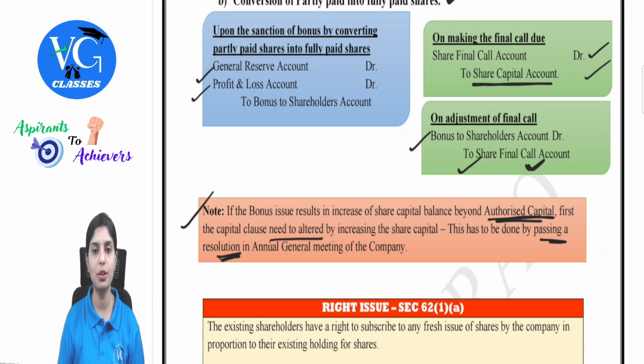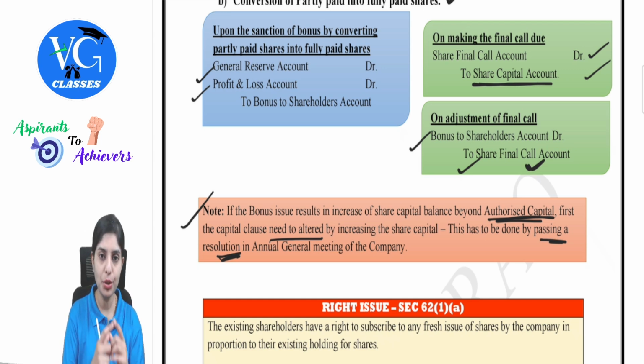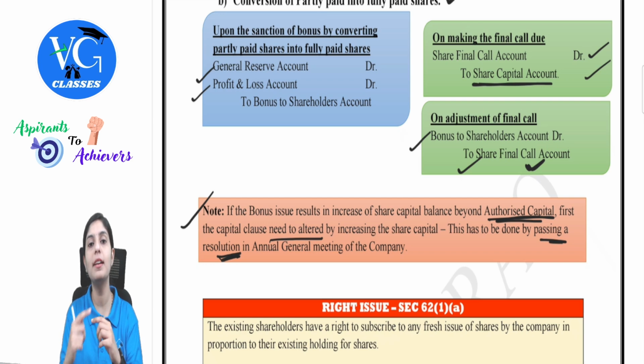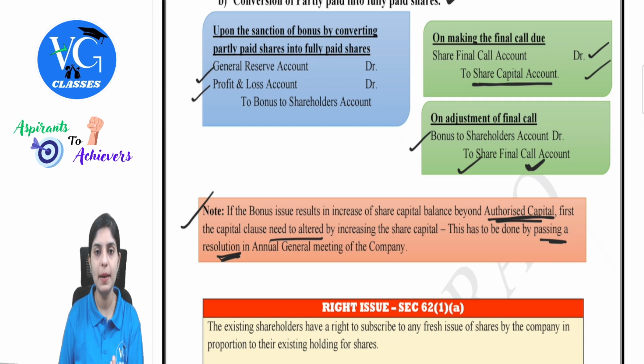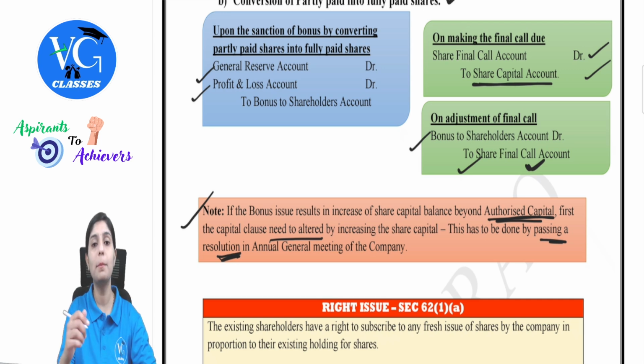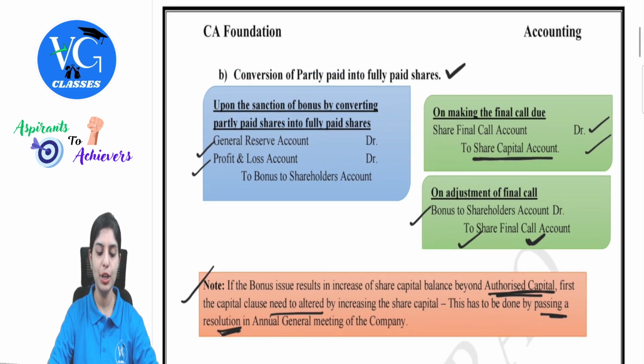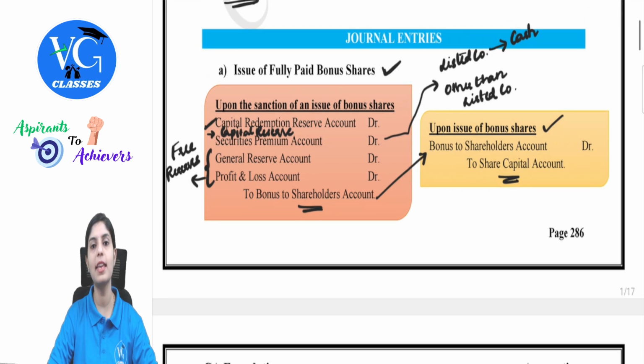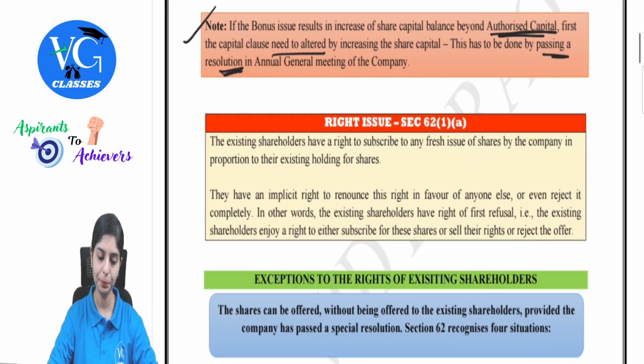What does this point talk about? If due to issue of bonus shares, my capital requirement, which was fixed as maximum capital, increases, then at that point of time we have to alter the capital clause. How is it done? It is done by passing a resolution in the general meeting of the company. I hope this is clear. Now this completes your bonus issue concept. I hope it was simpler: just two arrangements and the entries you're supposed to know.